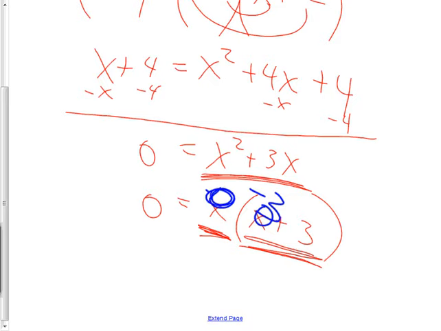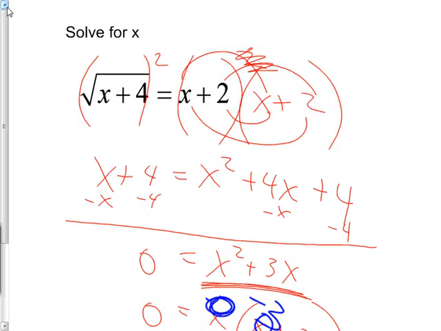If you wanted to check -3 and 0, you go back up here, put in -3. Let's see if it's working though. Does -3 actually work? Because I end up with square root of 1 equals -3 plus 2. Did that work?